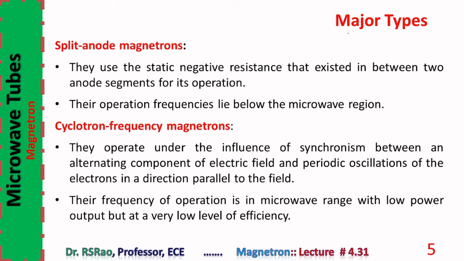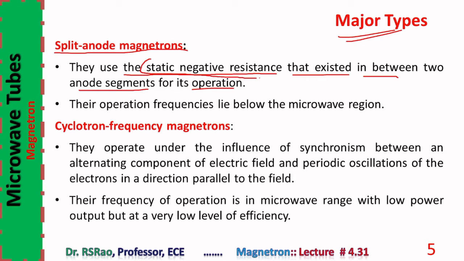A few points regarding major types of magnetrons. Split anode magnetron: they use the static negative resistance that exists between two anode segments for their operation. Their operation frequencies lie below the microwave region. So the signal or waveform from split anode magnetrons falls below the microwave range. Cyclotron frequency magnetrons.